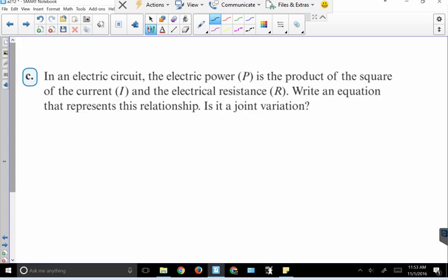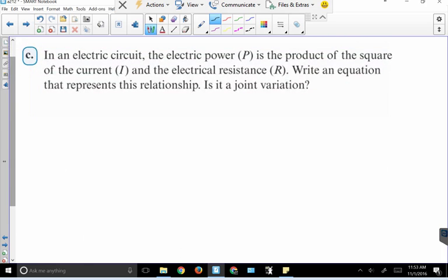You guys played with this in science, so gotta love science, right? So, it says an electric circuit. The electric power is the product of the square of the current I and the electrical resistance R. Write an equation that represents this. Okay, so what's coming out of this thing? What's the output? Is it power, is it current, or is it resistance? Power. So we get P.